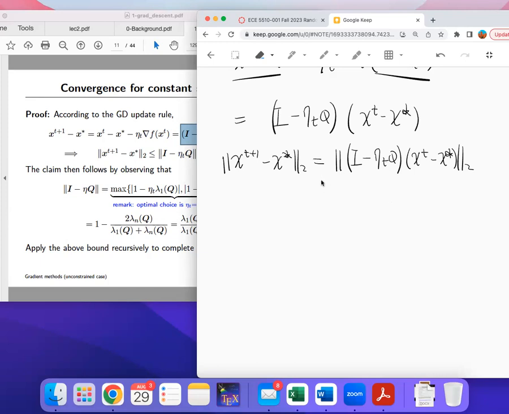And then following the matrix-vector inequality, this is a side note: the L2 norm of A times x is less than or equal to the norm of A times the L2 norm of x. This A norm, we call it many different names, but we call it the spectral norm or the operator norm of this matrix. Basically, it's the largest singular value.